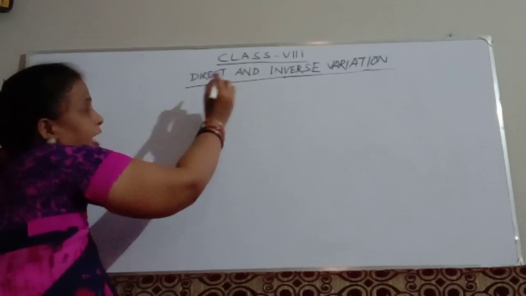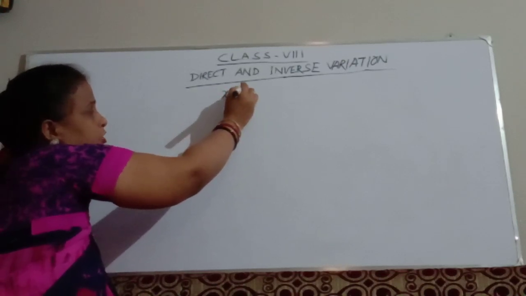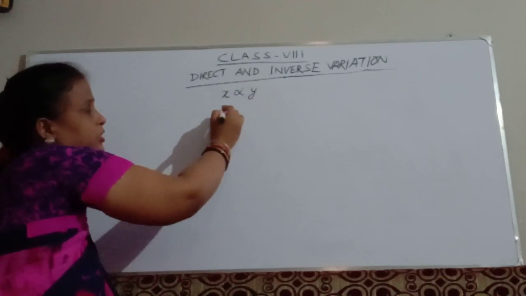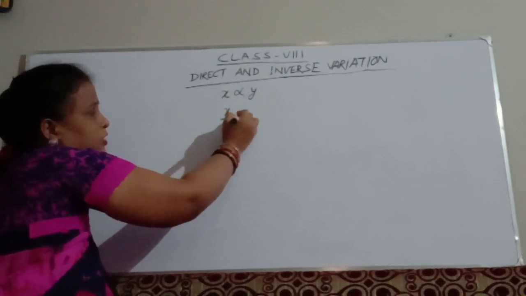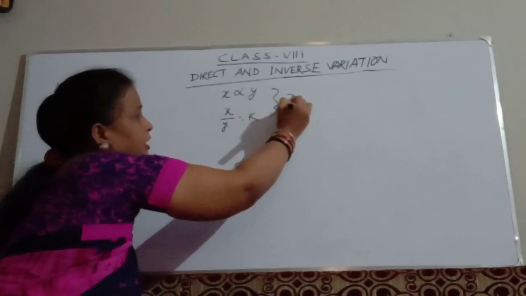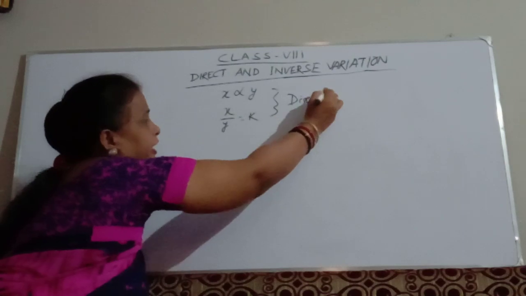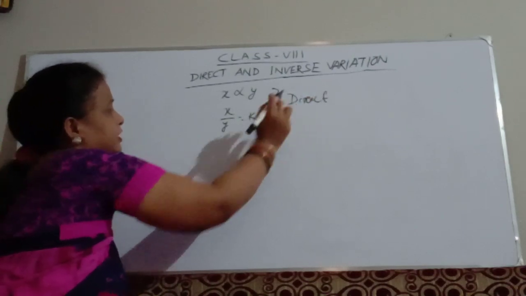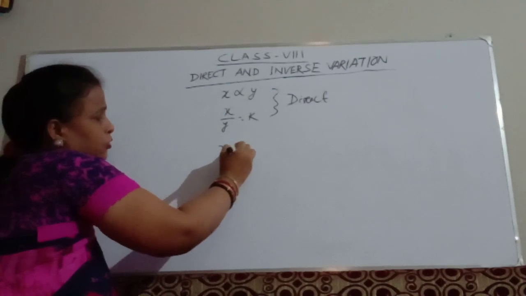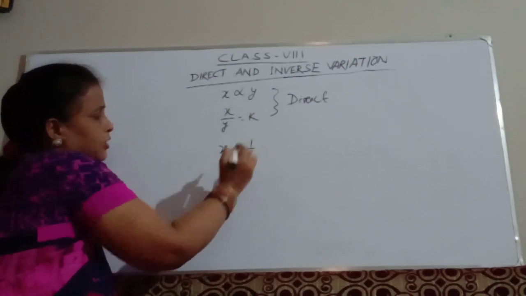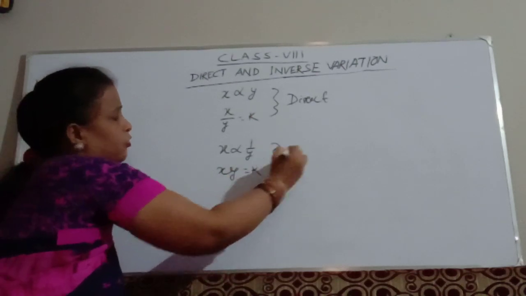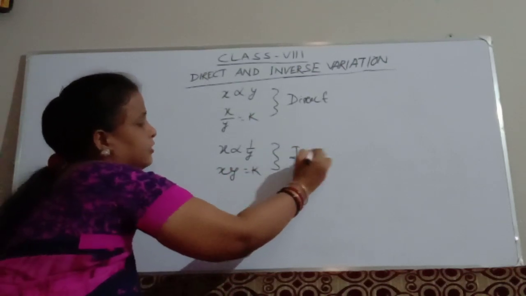That means in direct variation, x is proportional to y. If x increases, y also increases, as x by y is equal to a constant. This is known as direct variation. Whereas in inverse variation, x is proportional to 1 by y, or x times y is equal to a constant. This is known as the inverse variation method.